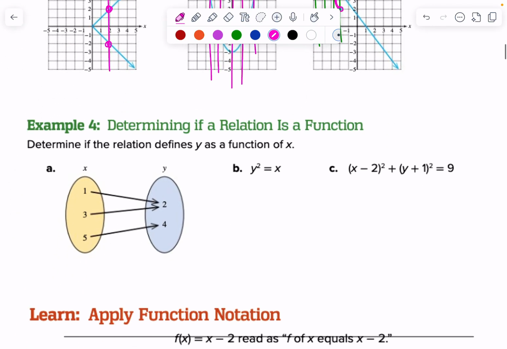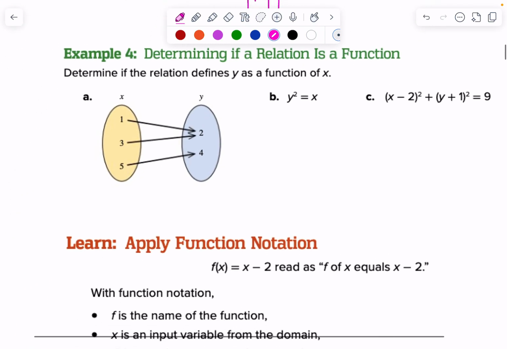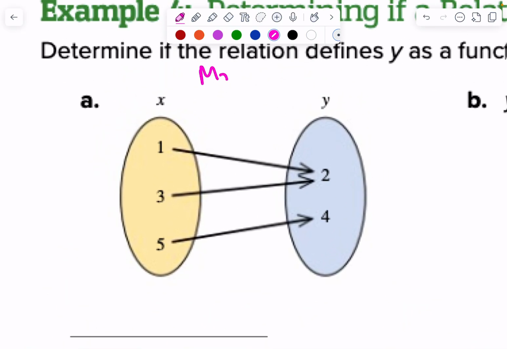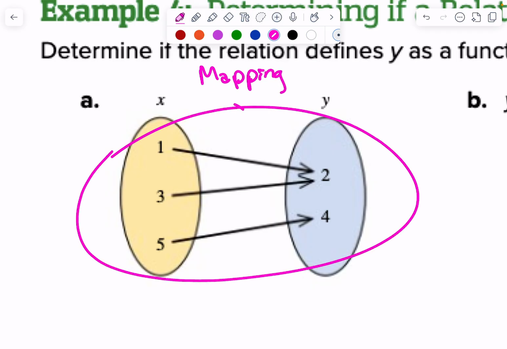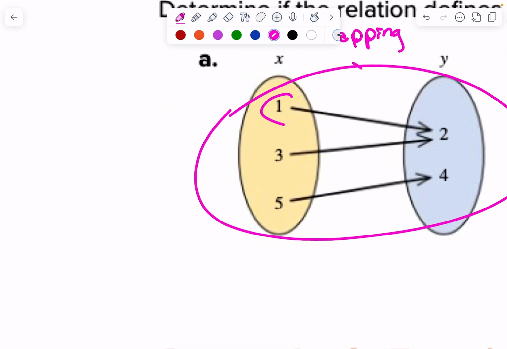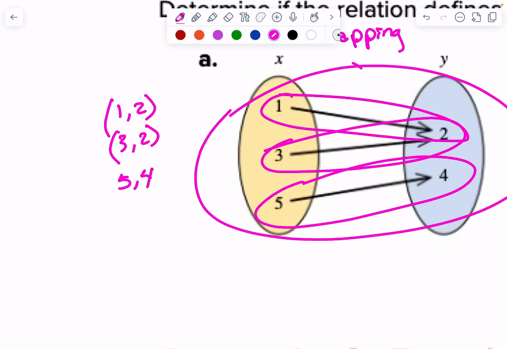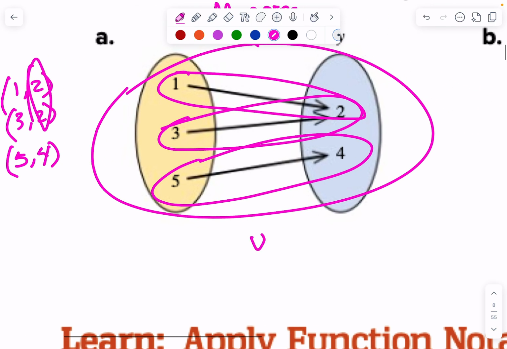All right, now there's more of these. Let's determine whether the relation is a function. This is something called a mapping diagram, by the way. If I look at these as ordered pairs, this is 1, 2, this is 3, 2, and this is 5, 4. That is legal, even though the y coordinates repeat, the x's don't, so this one is a yes, it is a function.